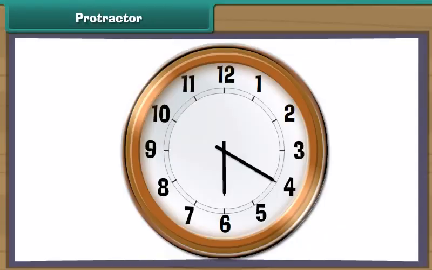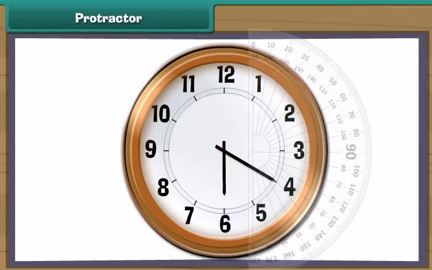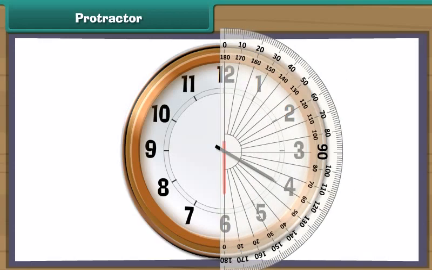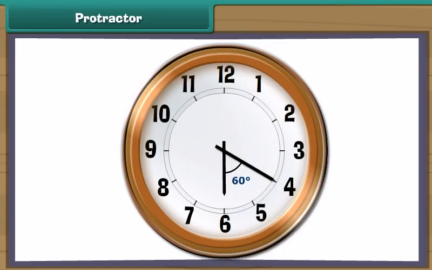This clock shows 20 past 6. The long hand of the clock is on 4 and the short hand is on 6. Place the protractor on the short hand of the clock. Read the inner marking of the protractor on which the long hand rests. It is 60 degrees. Therefore, the time 20 past 6 makes an acute angle.